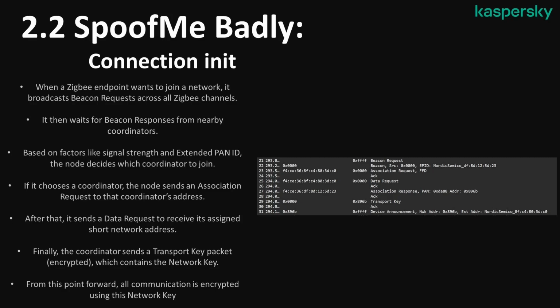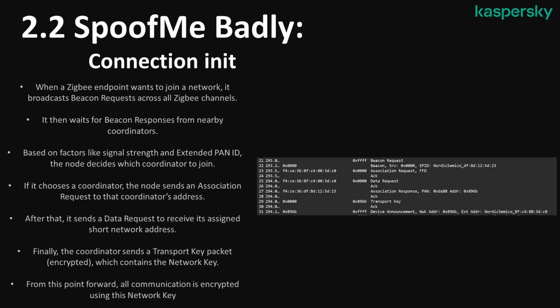If the node has the correct link key, it will decrypt this packet, get the network key, and use it for encrypting another packet called device announcement. And it will send it. If the coordinator was able to decrypt it, it means the node has already gotten the correct network key, and it means it's authenticated.